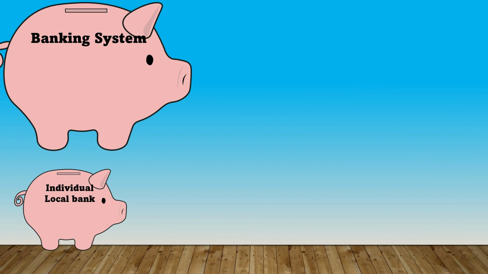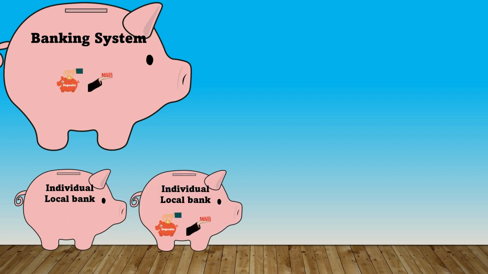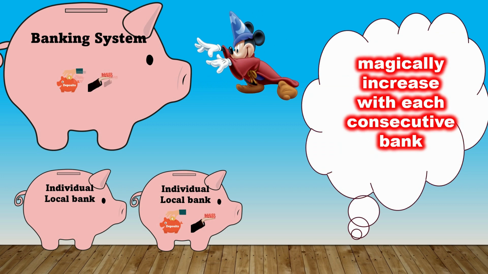The only way you can understand this process is to watch the number of deposits and loans in each individual local bank. But at the same time, watch how the total number of deposits and loans for the whole banking system magically increases with each consecutive bank.